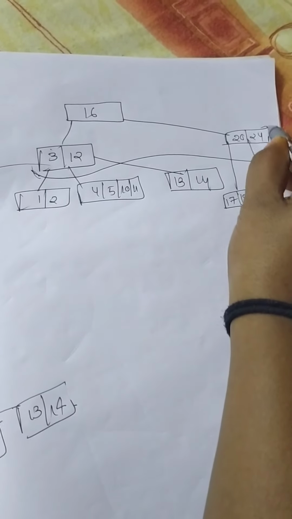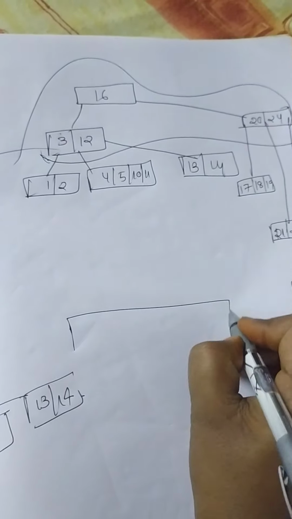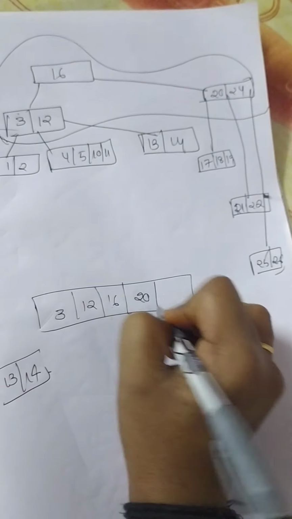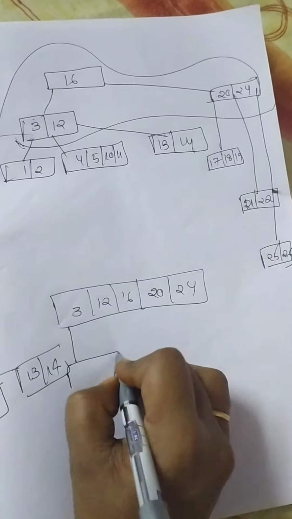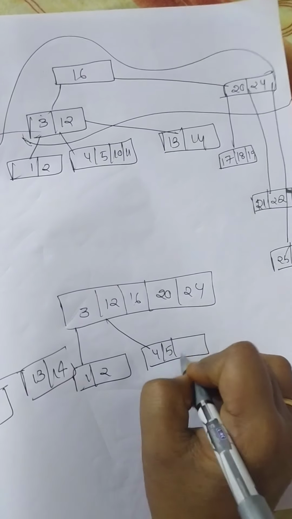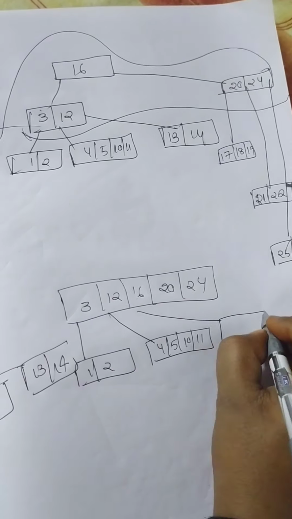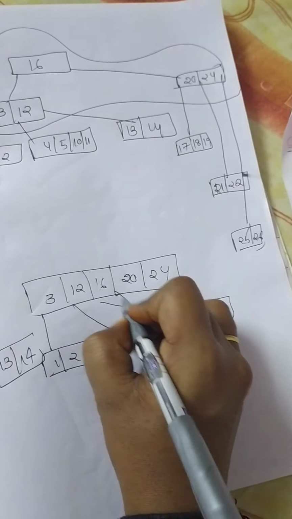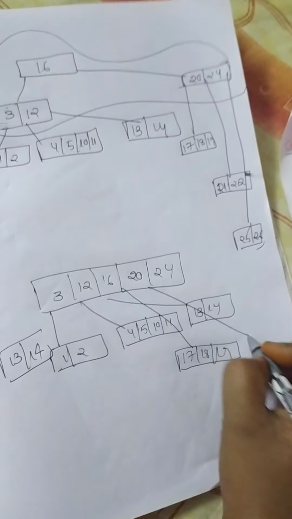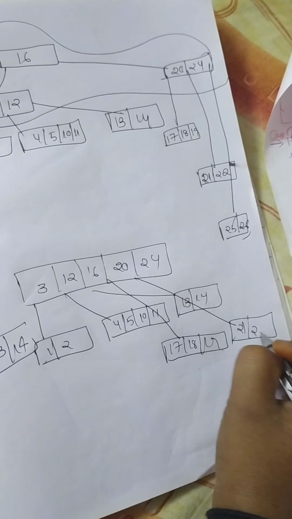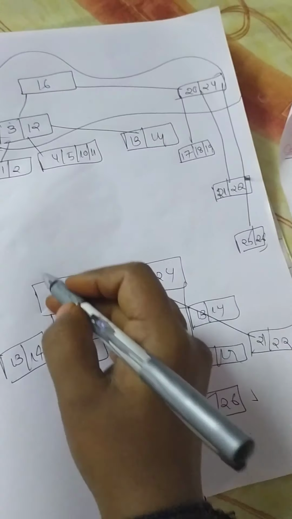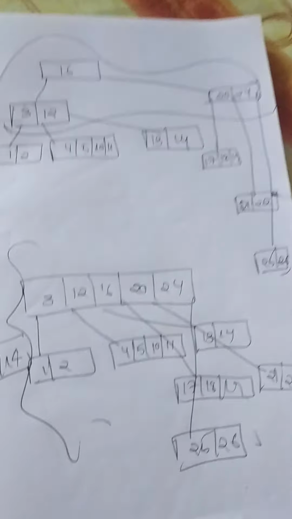We have to merge all this with the root node, and then the root node will become 3, 12, 16, 20, 24, and then this will become 1, 2, 4, 5, 10, 11, 13, 14, 17, 18, 19, 21, 22, and then 25, 26. This is the shrinking of the B tree.